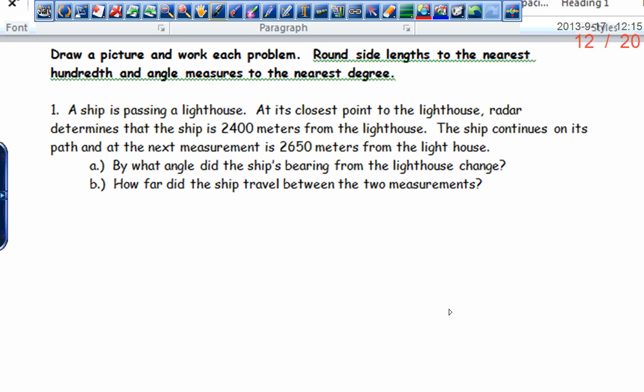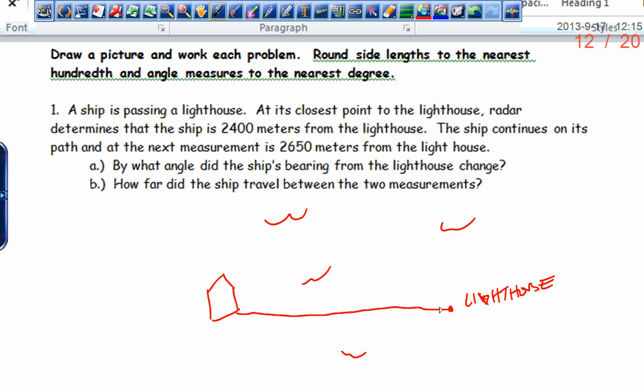So if we have a lighthouse, we'll say this is our lighthouse. And we got our boat, chilling in the water somewhere. This is an overhead view. In the water. So this distance says it's 2,400 meters away. Then my boat's going to go some more.